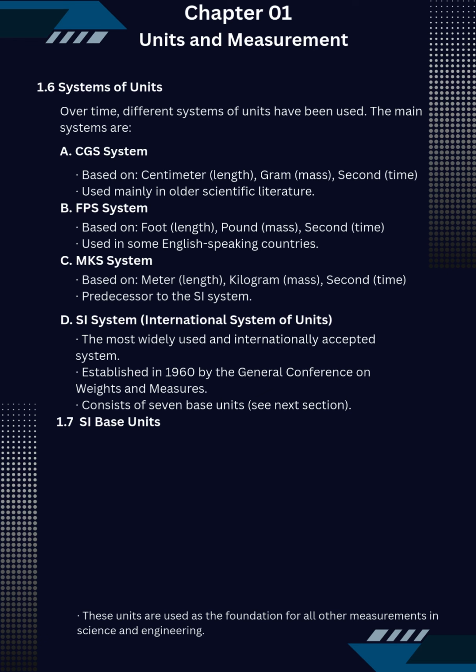Systems of unit. Over time, different systems of units have been used. The main systems are CGS system, based on centimeter, gram, second, used mainly in older scientific literature. FPS system, based on foot, pound, second, used in some English-speaking countries. MKS system, based on meter, kilogram, second, predecessor to the SI system.